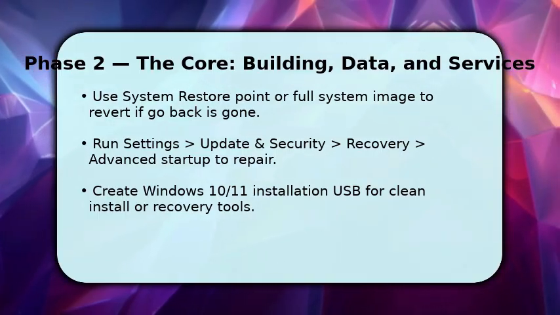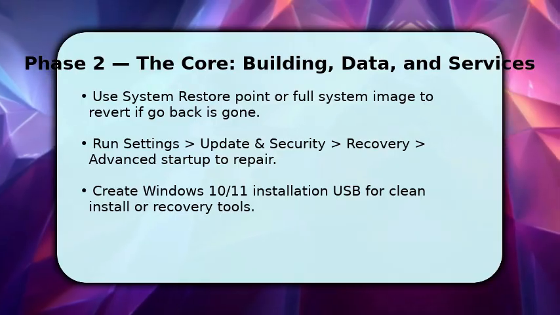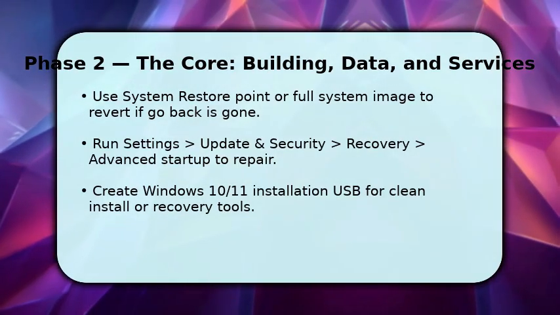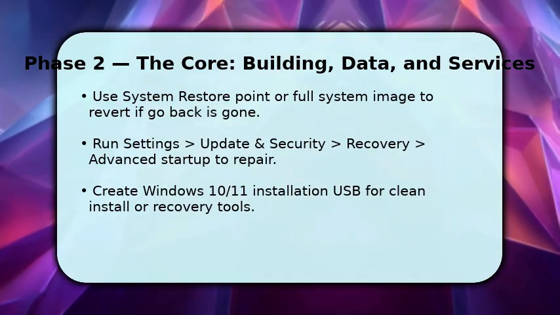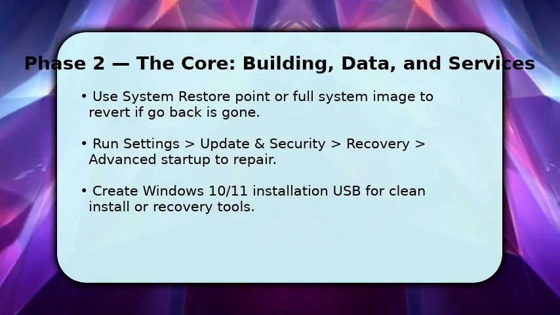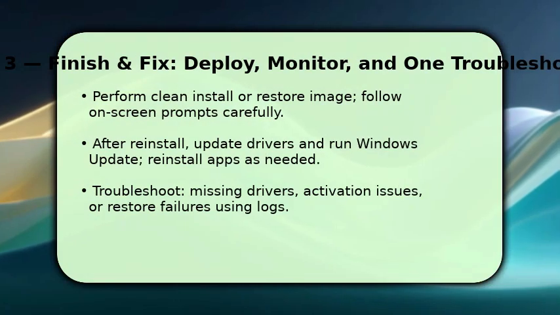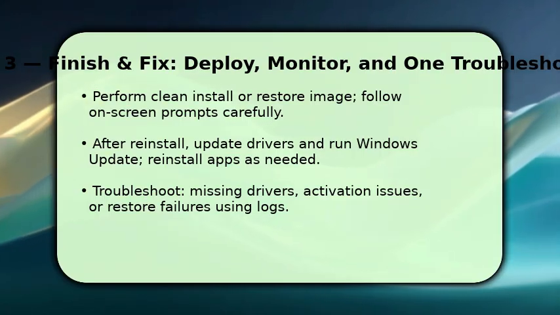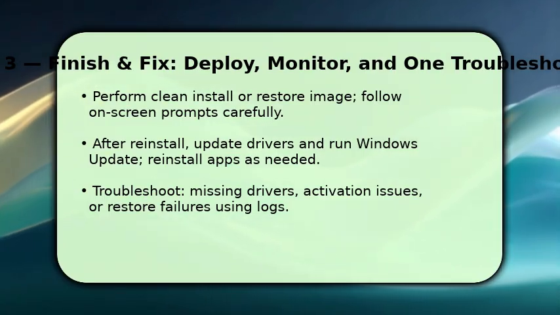If there's no restore, create a Windows installation USB using Microsoft's Media Creation tool so you can perform a clean install or use recovery tools. Make sure to note product key and accounts before proceeding. Finish by running the chosen restore or clean install and follow on-screen prompts. Choose custom install only if you accept wiping the drive.